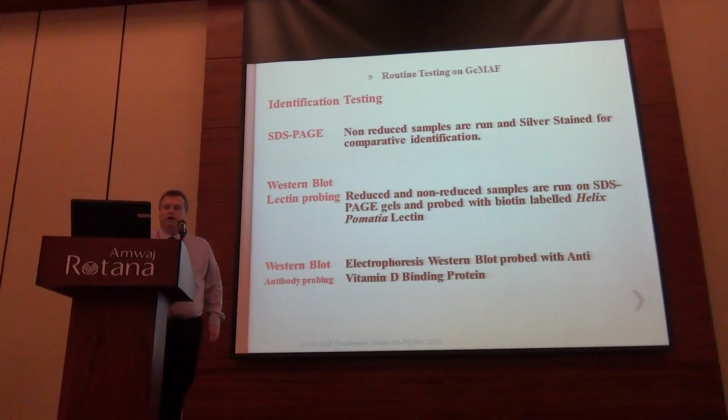We also do an actual identity with a Western blot, so we do the gel, and then we also do the Western blot with the standard Helix pomatia. And we also do a vitamin D binding antibody test as well, so we can see that in the Western blot.